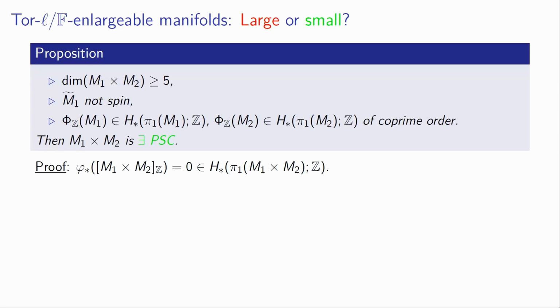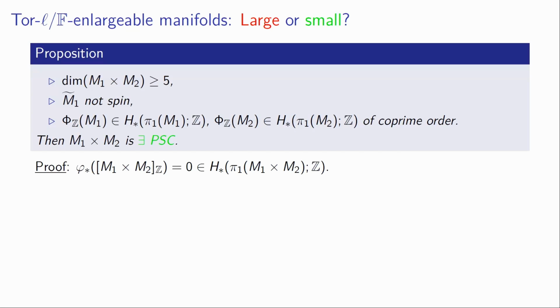Why is that? The proof is half a line. Namely, if you take the image of the fundamental class of M1 cross M2 in the group homology of the fundamental group of M1 cross M2 with integral coefficients, this is 0. Why is that? It factors through the individual group homologies, and then you apply the Künneth formula for computing the group homology of a product. And because these two classes have coprime order, the tensor product of the individual classes is 0. And so this class is 0.